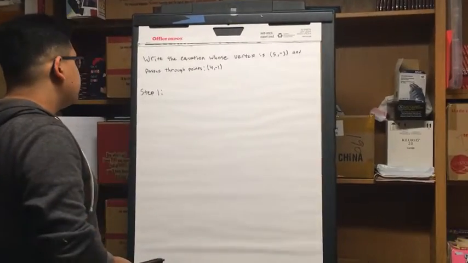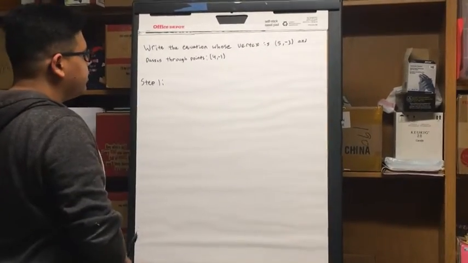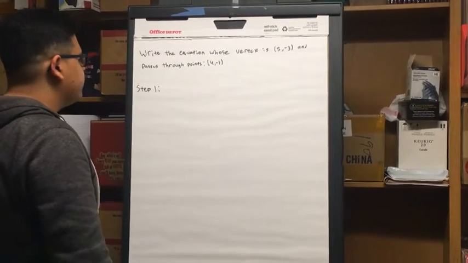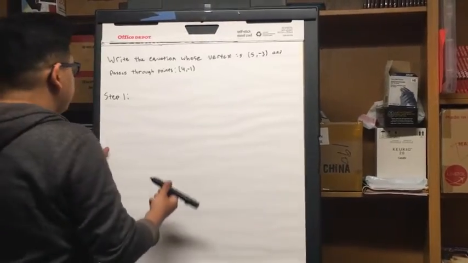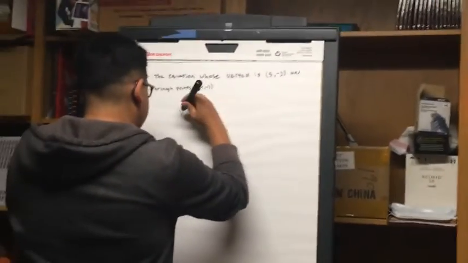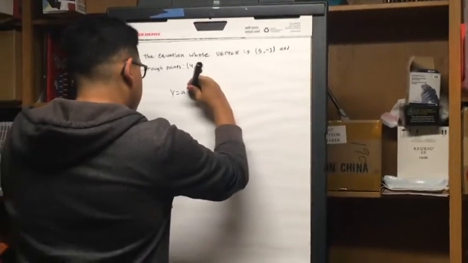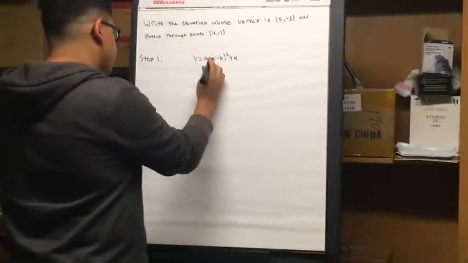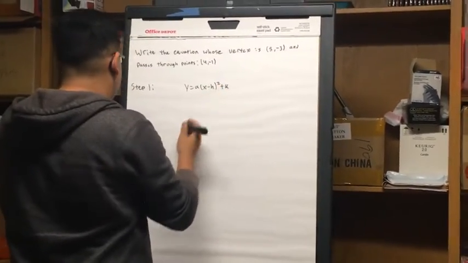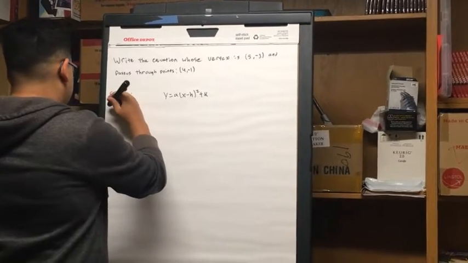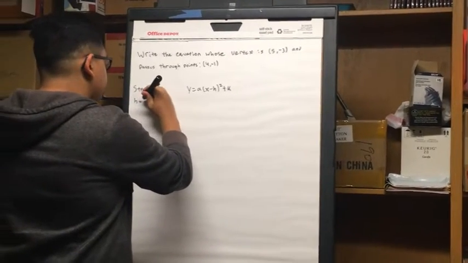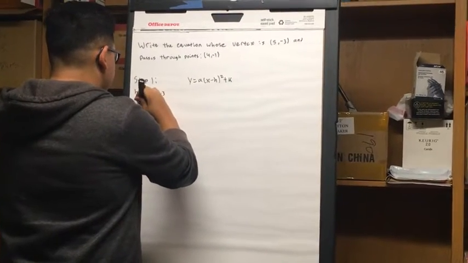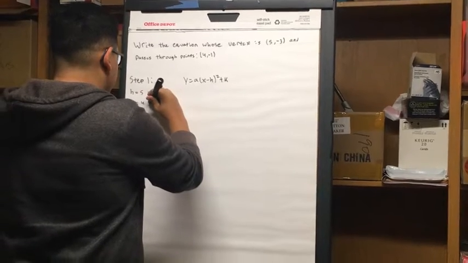So another example, same type of problem. Write the equation whose vertex is 5 and -3 and passes through the points 4 and -1. So step 1, we're going to write down our vertex formula. Y equals a parentheses x minus h parentheses squared plus k. And then we're also going to write down what our values are. So h is going to be equal to 5, k will be equal to -3, x will be equal to 4, and then y will be equal to -1.